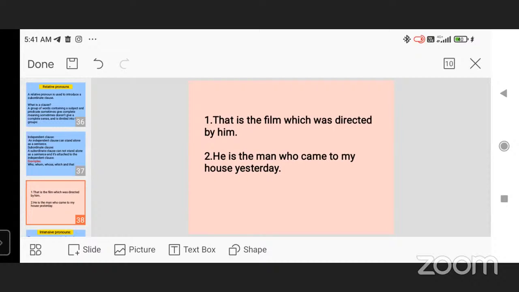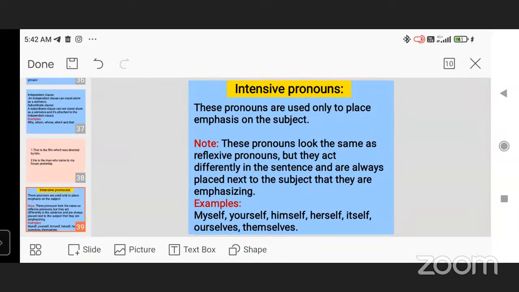So, the sentence which has an independent and subordinate clause. Independent means the sentence ends with a meaning, and subordinate doesn't have meaning at all. While joining these two sentences, you will use a relative pronoun. Okay. That concept I'll teach you later. Now we are going to concentrate only on what is a relative pronoun. Okay, next, intensive pronoun. Intensive pronouns are used only to place emphasis on the subject.